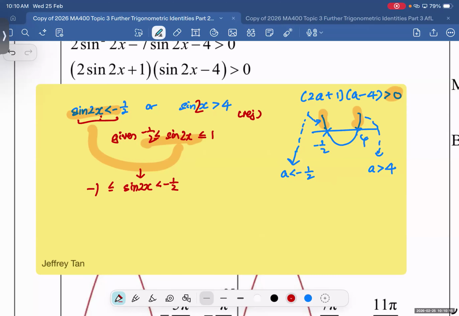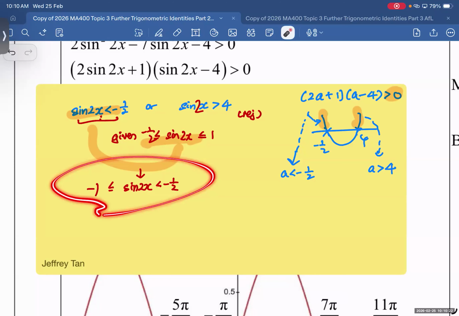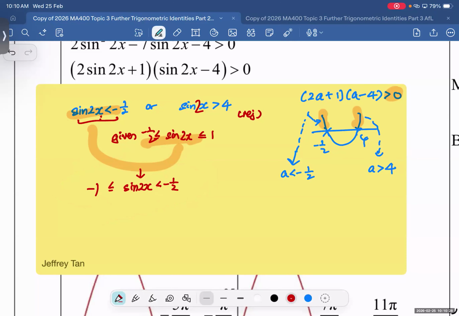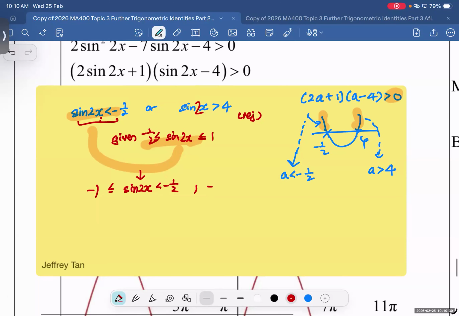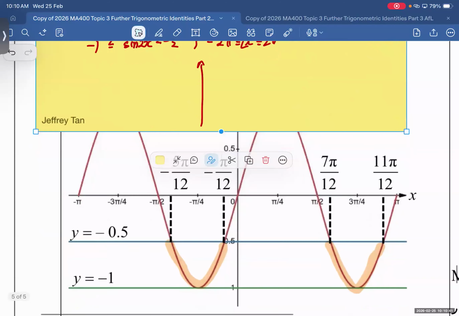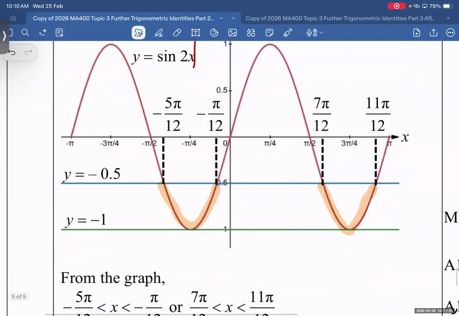I thought so much also no use. In the end, what do I do? I draw the graph. Because I tell you honestly, I'm 41 years old, I look at this one, I will still draw the graph to get the answer. Sine 2x, you know how to draw. Between negative pi to pi, 2x will be between negative 2 pi to 2 pi. I draw the graph, you see it looks like this.